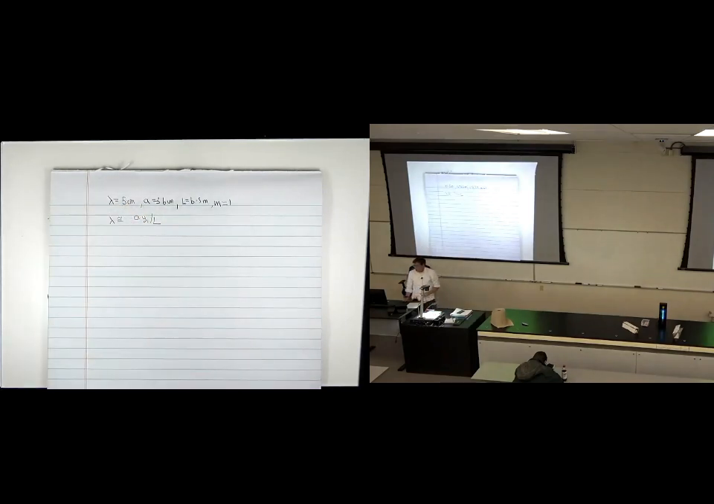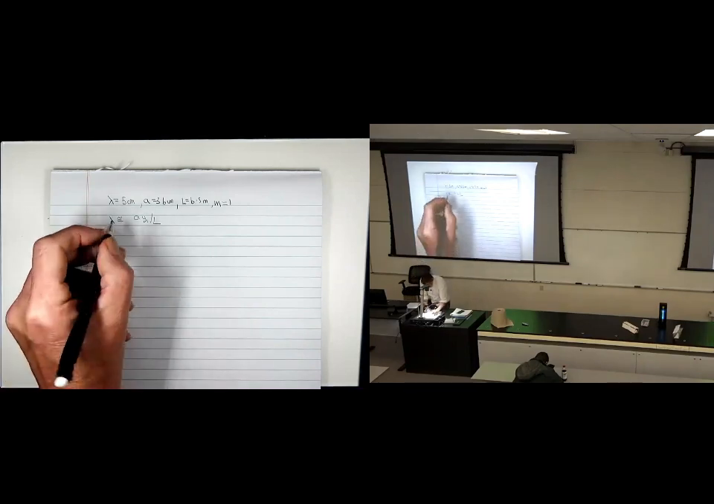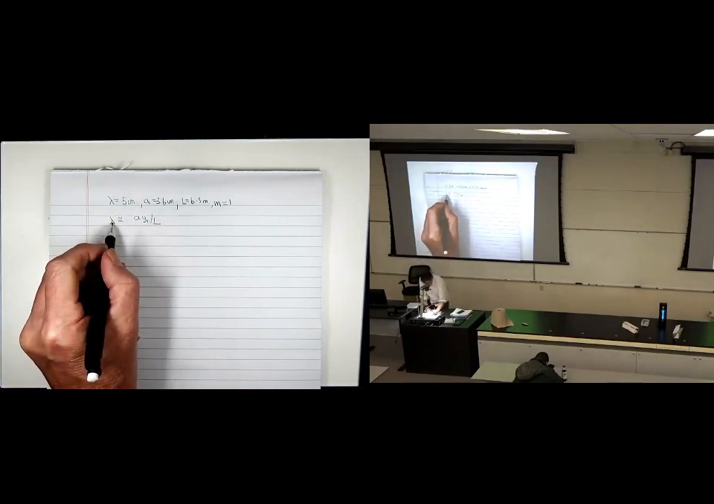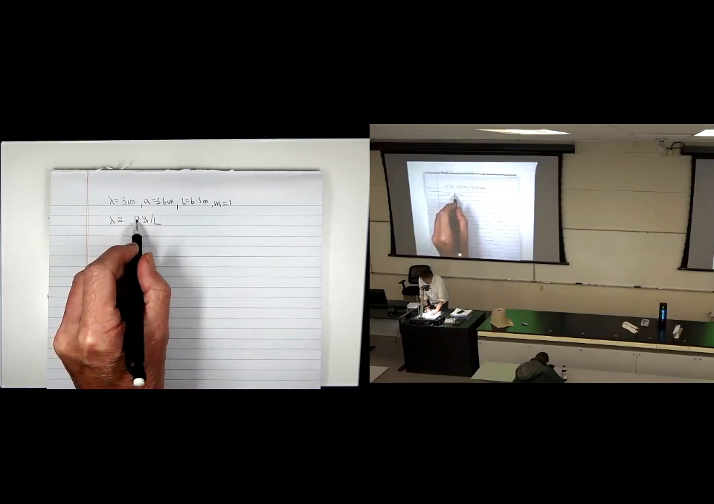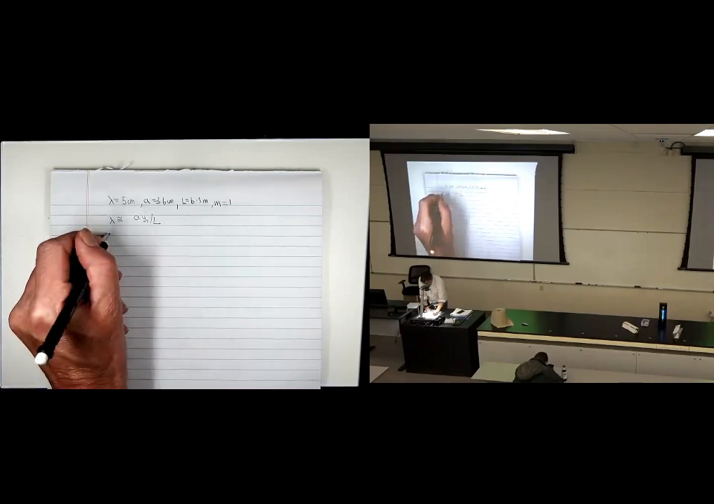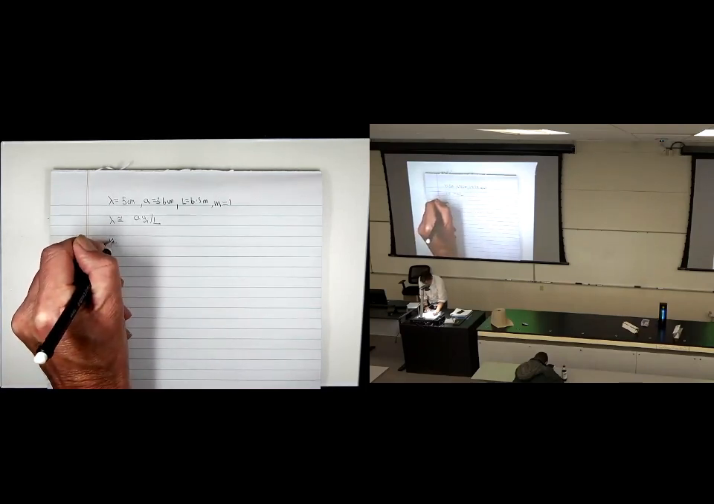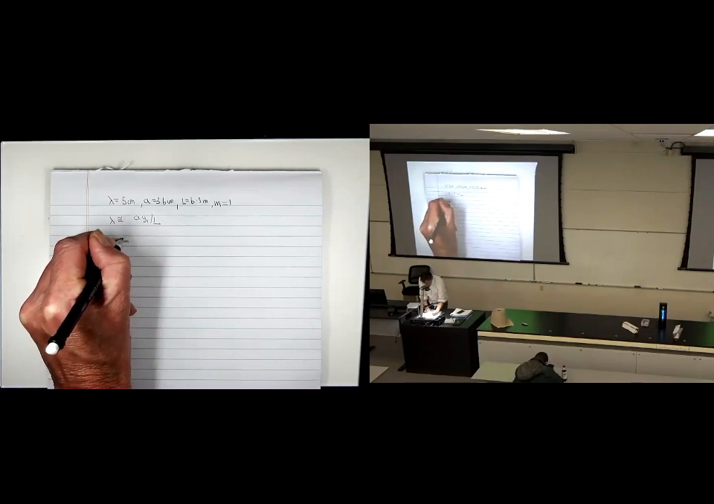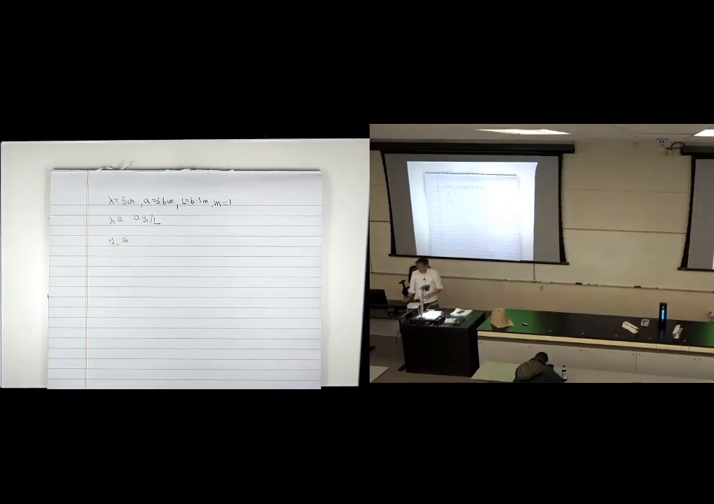So we're going to use this little equation. We're going to rearrange it because we know the wavelength, we know the slit separation, and we know the distance to the screen. So we know lambda, a, and L. What we want is y1, that location of the fringe.